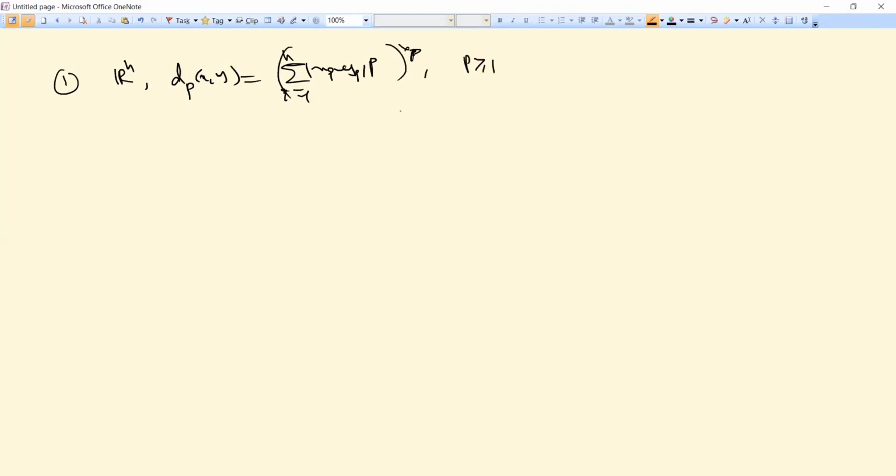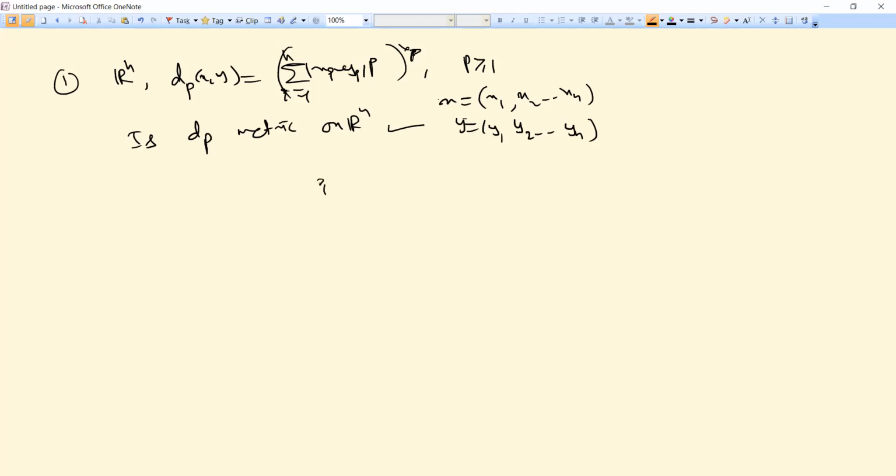Right? So suppose in R^n, what is my dp of x comma y? It is summation i equals 1 to n mod of xi minus yi whole power p, whole power 1 by p, where p is bigger than 1, whenever x is an n-tuple and y is also an n-tuple. This is my distance function. The question is: is dp a metric? The answer is yes. This is the LP metric. These are the standard metrics, you need to know them.